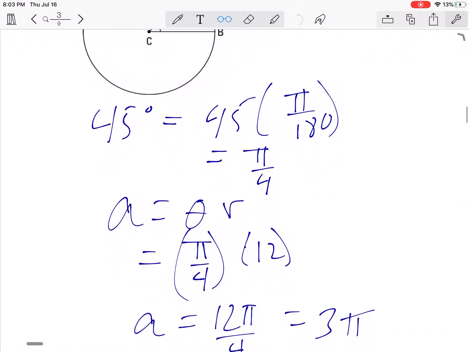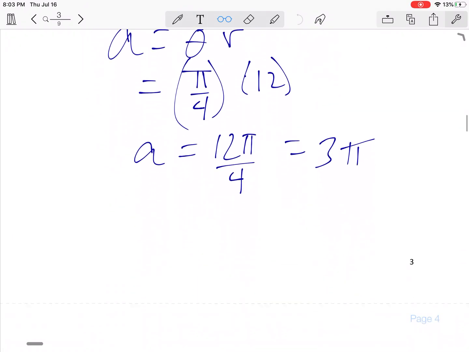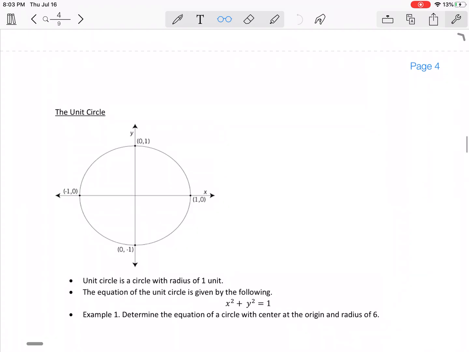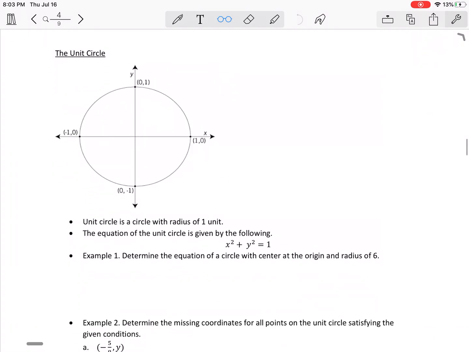Hi class. So we'll look at the next topic from this trigonometry unit, which is on the unit circle. A unit circle is simply defined as a circle that has a radius of 1 unit. And so this is your grid, just like any other grid. Your horizontal axis is x, and your vertical axis is y, and then there you see the circle.